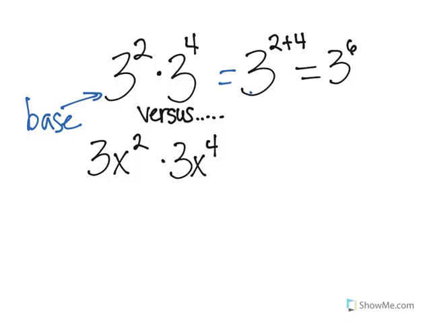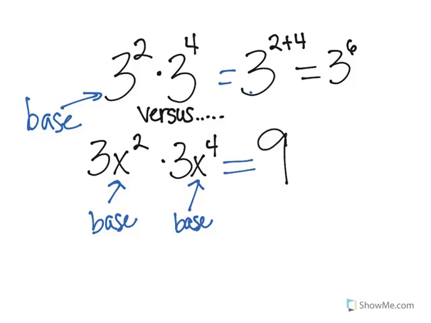The second one, my base is the x. 3 does not have an exponent with it. So 3 is just a plain old number that I'm going to multiply. So I'm going to get 9. And then since the x's are the things that have the exponents, I add 2 plus 4. That's the difference. Okay? It has to have an exponent for you to be able to work with it. If it's just a plain old number, then you're going to multiply it with the other plain old number. Okay?